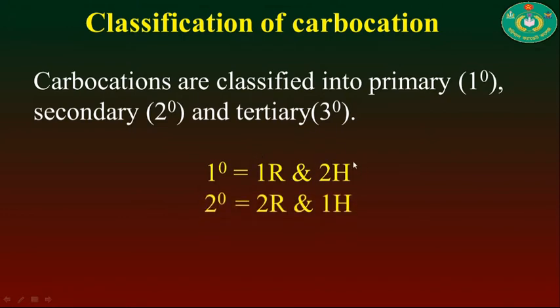A secondary carbocation is also known as 2 degree carbocation, which contains 2 alkyl groups, that means 2 R and 1 hydrogen atom. And a tertiary, that means a third degree or 3 degree carbocation, contains 3 alkyl groups, that means 3 R and no hydrogen atom in this case.